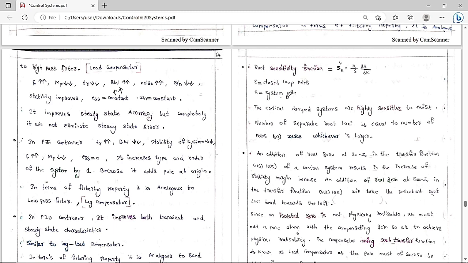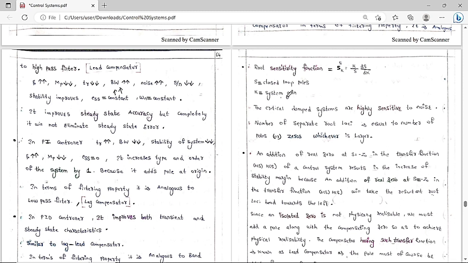The next point is that critically damped systems are highly sensitive to noise. I already told you that in industrial applications we always try to design any system with a critically damped response because there will be no oscillations. But still the systems are very sensitive to noise.